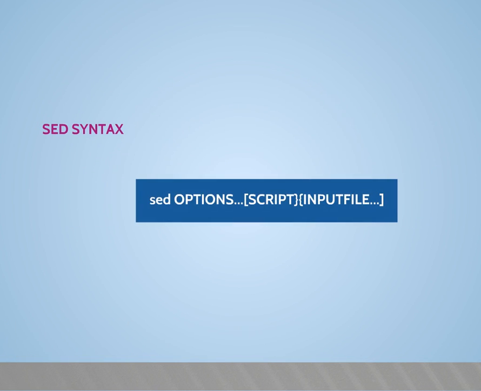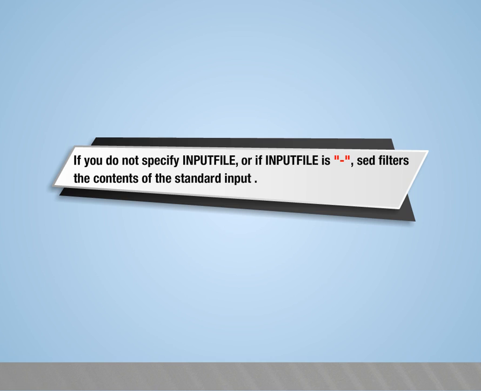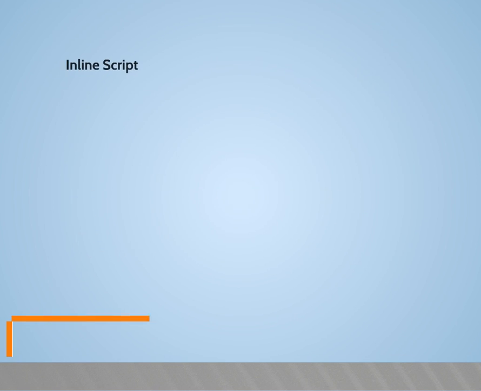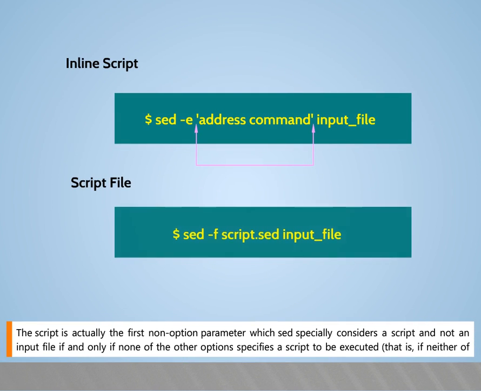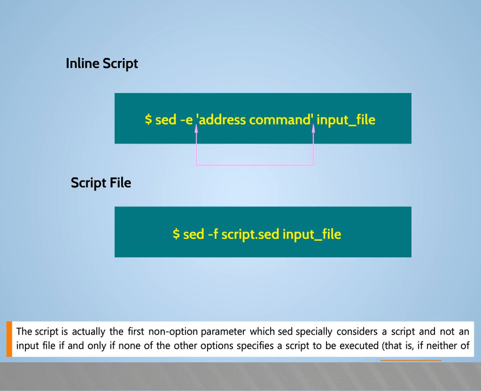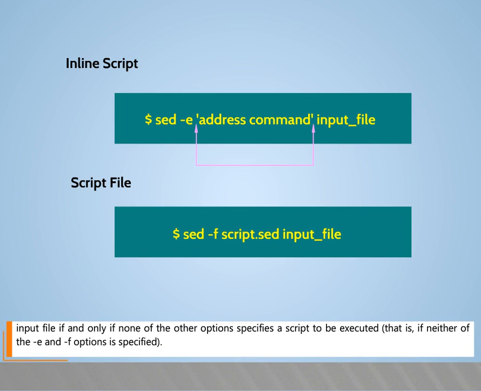sed syntax. If you do not specify an input file, or if the input file is -, sed filters the contents of the standard input. The script is actually the first non-option parameter, which sed specially considers a script and not an input file if and only if none of the other options specifies a script to be executed. That is, if neither of the -e and -f options is specified.